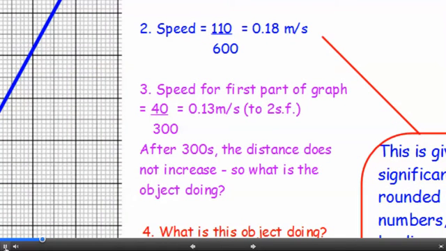But what's happening with the pink line then? If you work out the speed for the first part of the graph, it's 40 meters divided by 300 seconds, so the speed is 0.13 meters per second for the first part of the graph. But after 300 seconds, the distance doesn't increase. So what is this object doing then? It's actually stationary, isn't it? It's stopped, it's pulled up. Time has carried on, but the distance hasn't changed, so that vehicle has stopped.